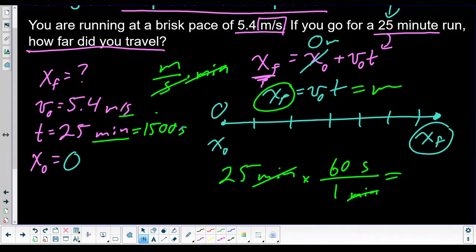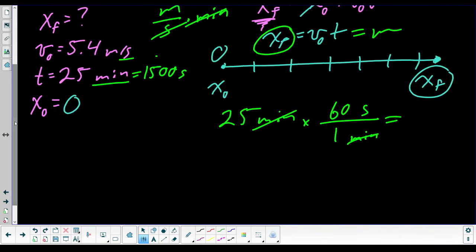1,500 seconds. Now that we have this in agreement, now that our units are the same, now we can plug them into this formula. So X final, that's what we're looking for. We leave it as a variable, equals velocity, 5.4. You can put the units in.